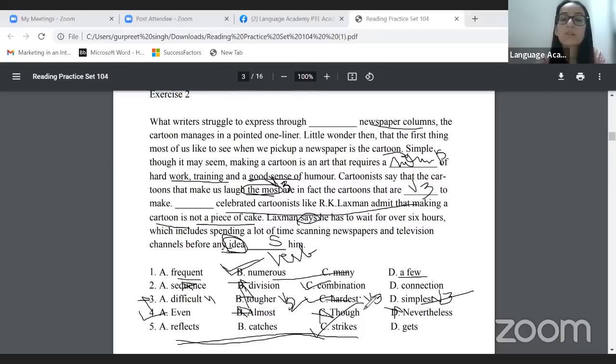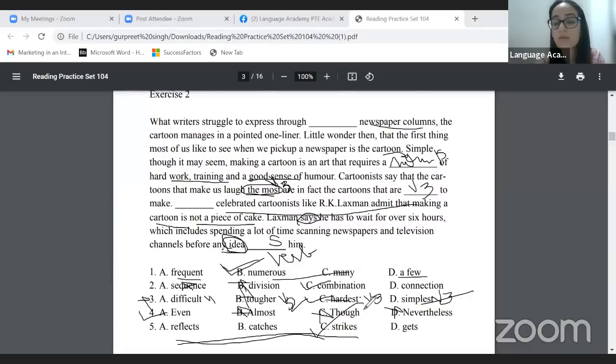Then the third was based on writing style, that the sentence needed you to select the third form of verb because they are using the third form of verb. And out of the third forms, the hardest and simplest were two options. And then based on context, that making cartoons is not easy. So that is why you have to go with hardest.